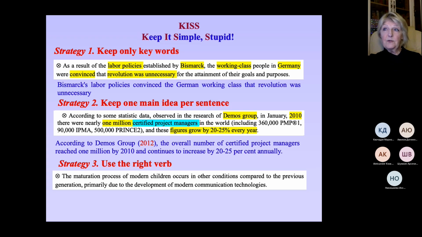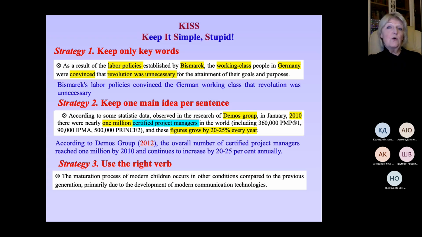Either you continue the paragraph by saying, thus, for instance, in PMP, the number reached 360. In IPMA, it was so and so, right? So you give the information about those figures separately. 90,000, 500,000, they are really figures, and they should be given in a separate sentence as figures.